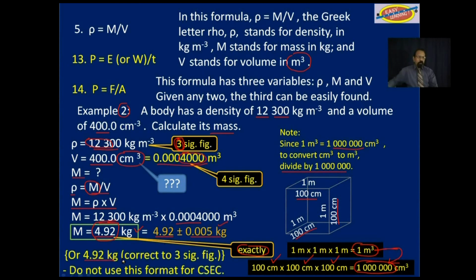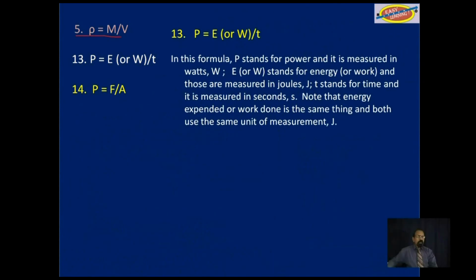4.92 kilograms, correct to 3 significant figures. That is also correct, but do not use this format for CSEC, as CSEC prefers a plus or minus if you have to write it. But in this case, we do not need to write it. 4.92 kilograms is fine. So we considered that one already.